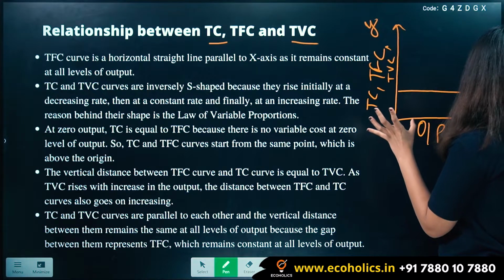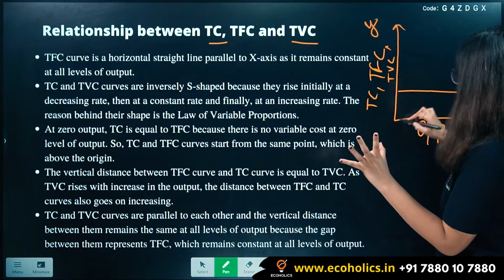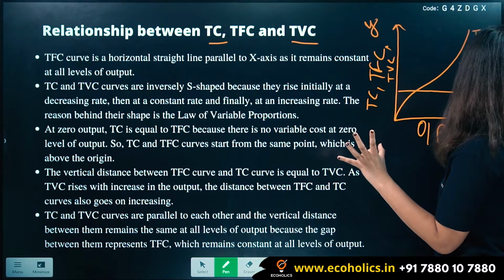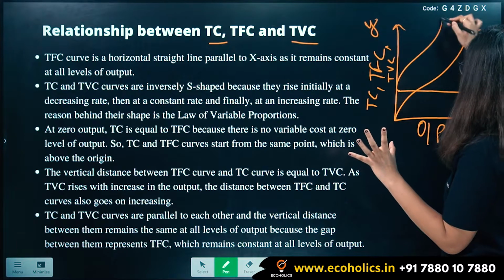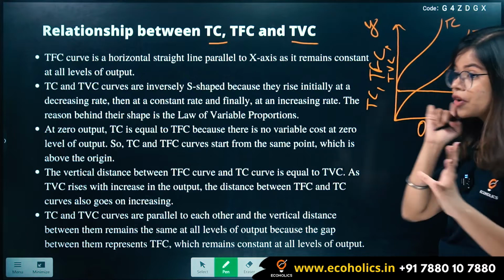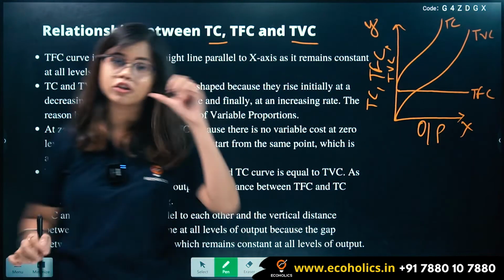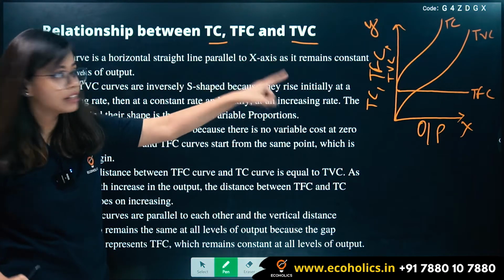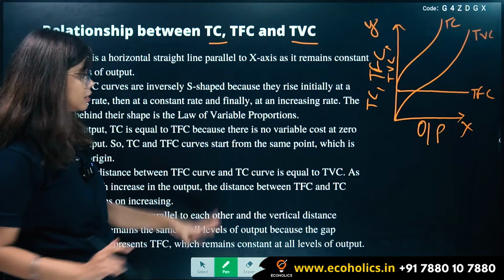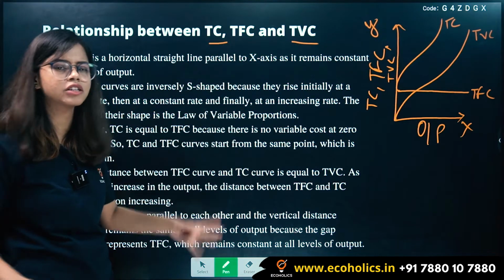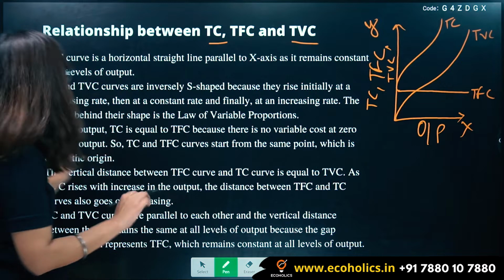So this goes your TFC. TVC, total variable cost. TC, total cost. Now, we have drawn the three cost curves right there. Now, let's look at that and understand what is written here. It is too much information but easy to understand, okay?